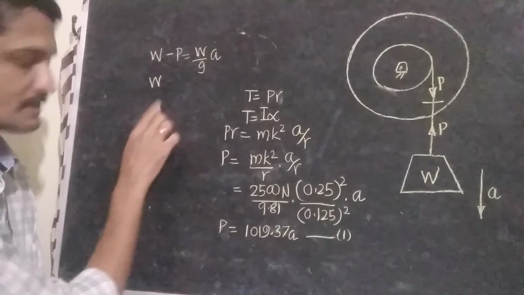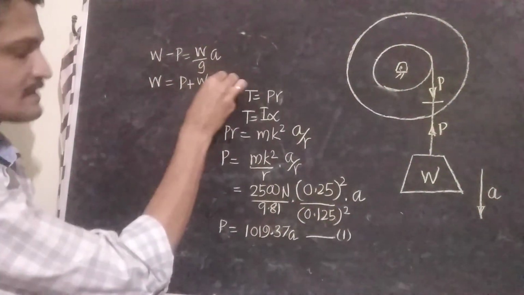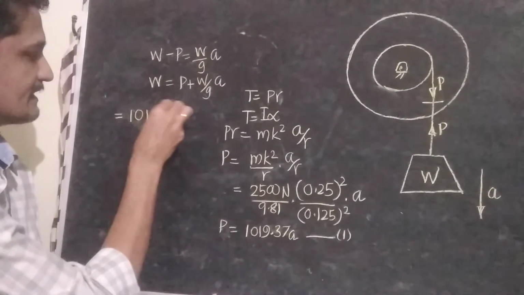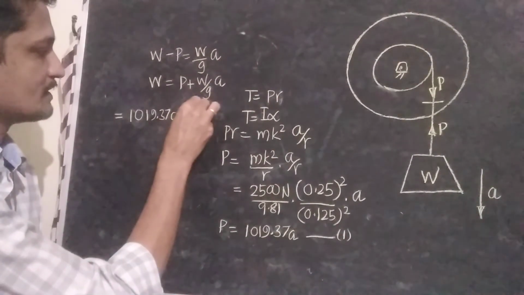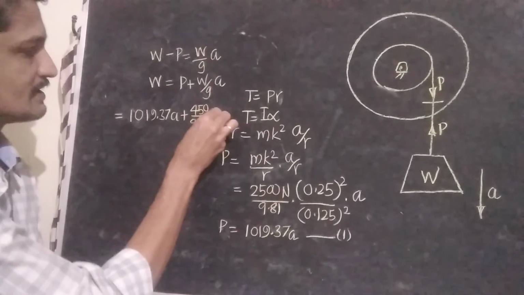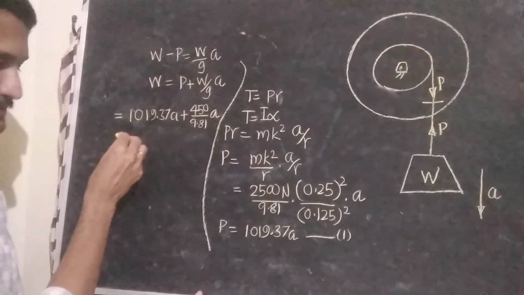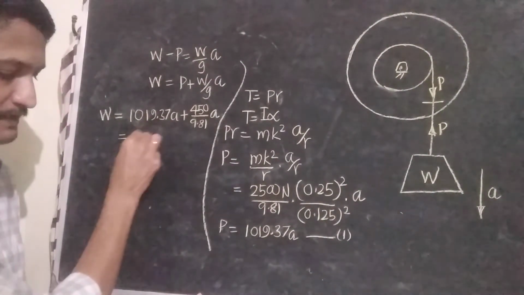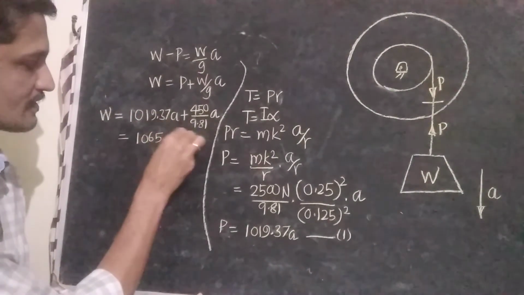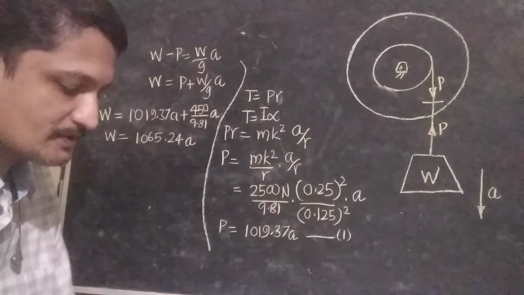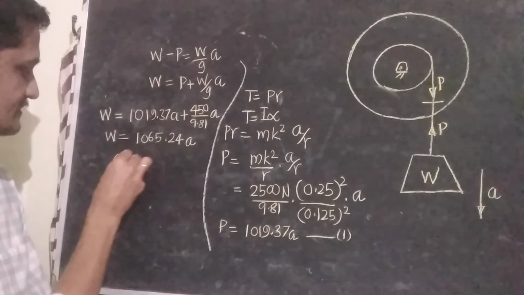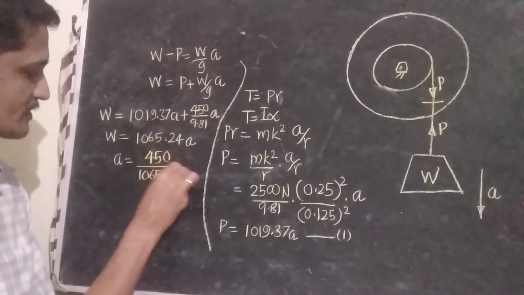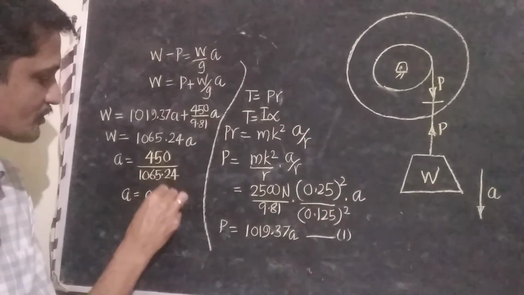Then W is equal to P plus W by G into A. Here P is already found out: 1019.37 A plus W by G into A, where W is 450 Newton divided by 9.81. That gives 1065.24 A is equal to W. Then the acceleration is equal to 450 divided by 1065.24, and finally the acceleration is equal to 0.42 meter per second square.